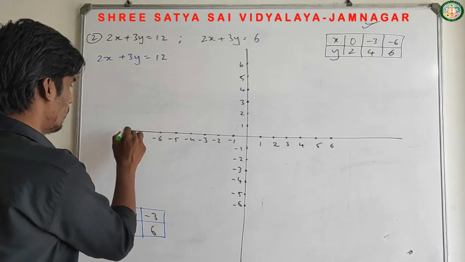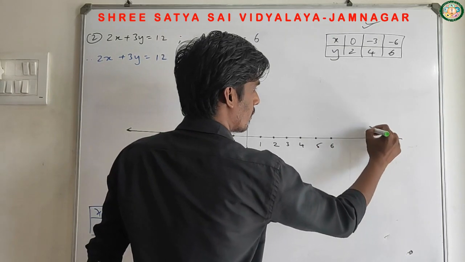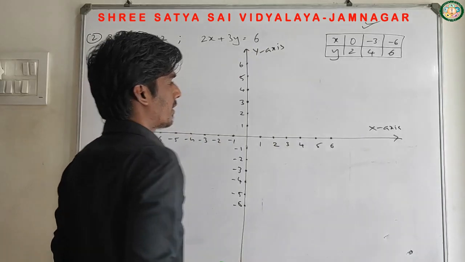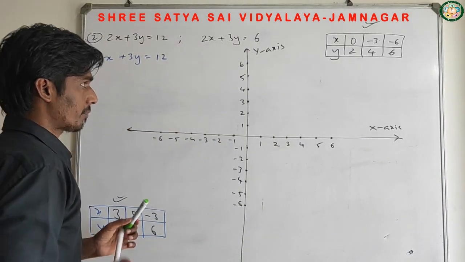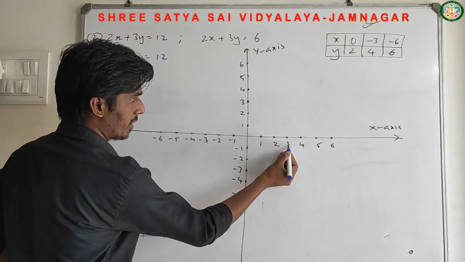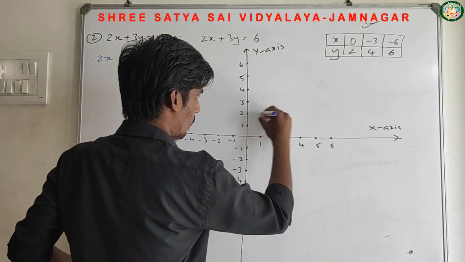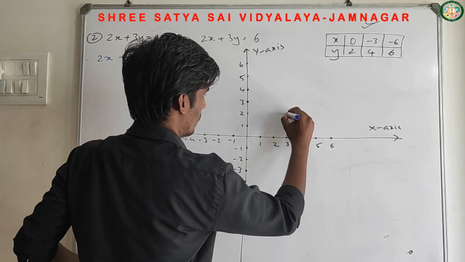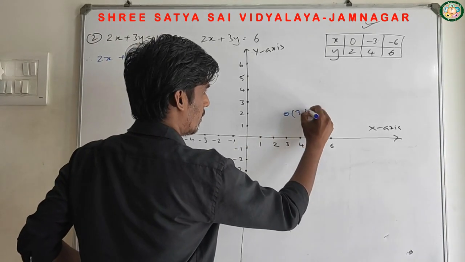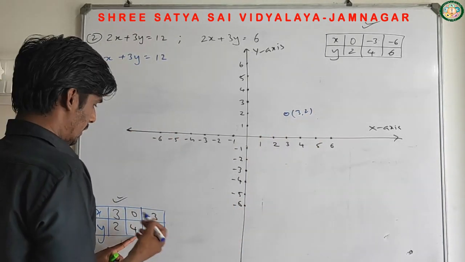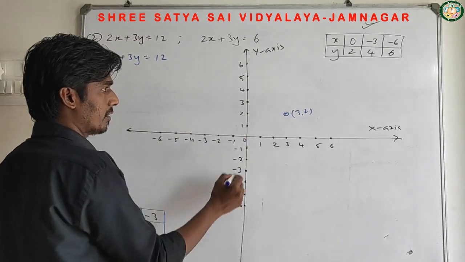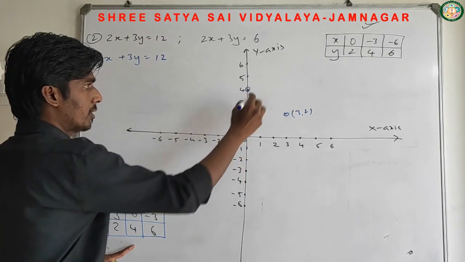Now I already plotted this. This is the x-axis and this is what? Y-axis. Now let's plot all the points. Here, let's plot 3 and 2. 3 of x-axis, 2 of y-axis. Somewhat over here. That is what? 3, 2. Then 0, 4. 0 of x-axis, and 4 of y-axis. So this is the point.